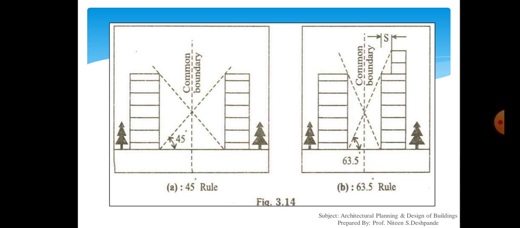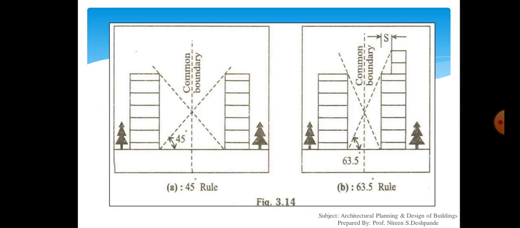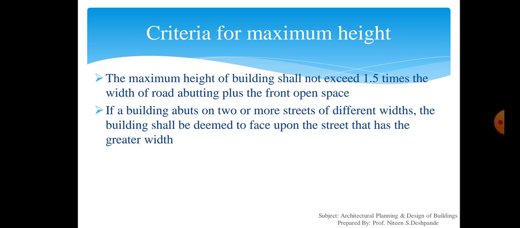Normally there are criteria for the maximum height of the building. The maximum height of a building shall not exceed 1.5 times the width of the abutting road plus the front open space. If a building abuts on two or more streets of different widths, the building shall be deemed to face the street that has the greater width.